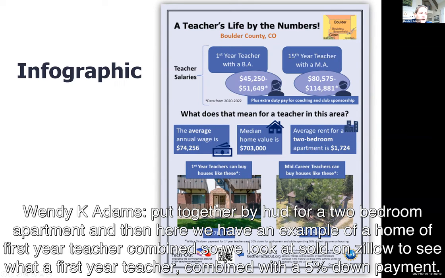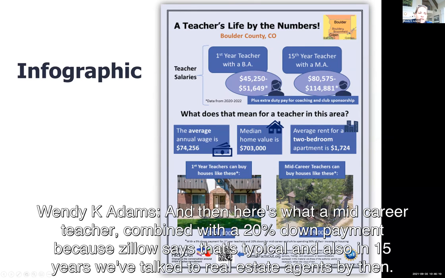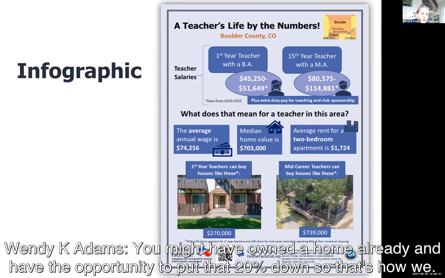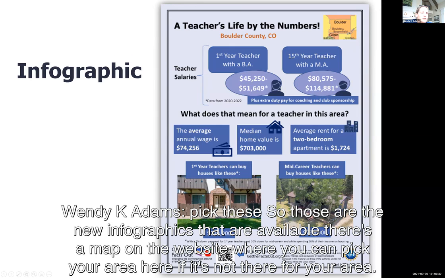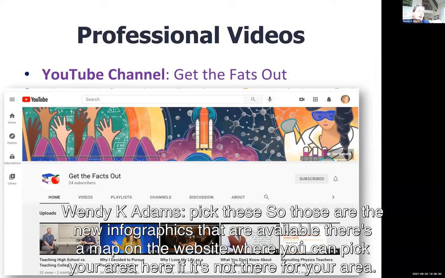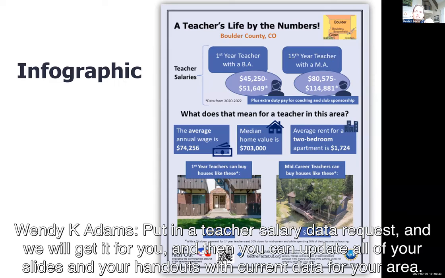And then here we have an example of a home a first-year teacher can buy. So we look at solds on Zillow to see what a first-year teacher can buy with a 5% down payment. And then here's what a mid-career teacher can buy with a 20% down payment, because Zillow says that's typical. And also at 15 years, we've talked to real estate agents. By then, you might have owned a home already and have the opportunity to put that 20% down. So that's how we pick these. Those are the new infographics that are available. There's a map on the website where you can pick your area. If it's not there for your area, put in a teacher salary data request and we will get it for you. And then you can update all of your slides and your handouts with current data for your area.